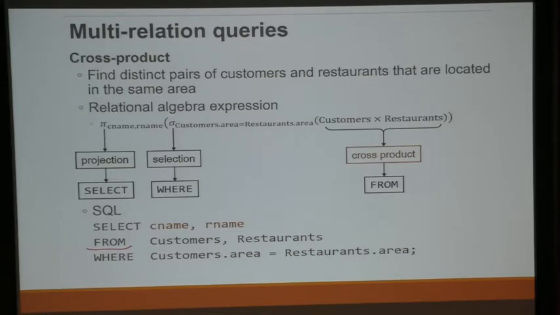And for it to be valid, you must be able to identify the attributes. And to be able to identify the attributes, either you do a renaming if there are duplicate attributes, or you need to use the dot notation. There's an area here, so we do customer.area and restaurant.area. What it also means is that you cannot do a cross product on the same table. You cannot say customer, customer without doing any renaming at all.